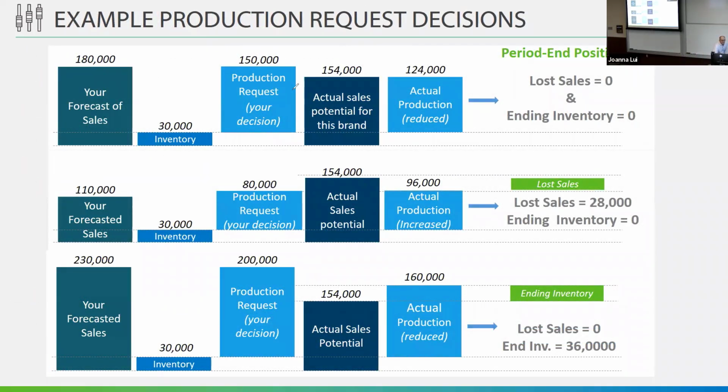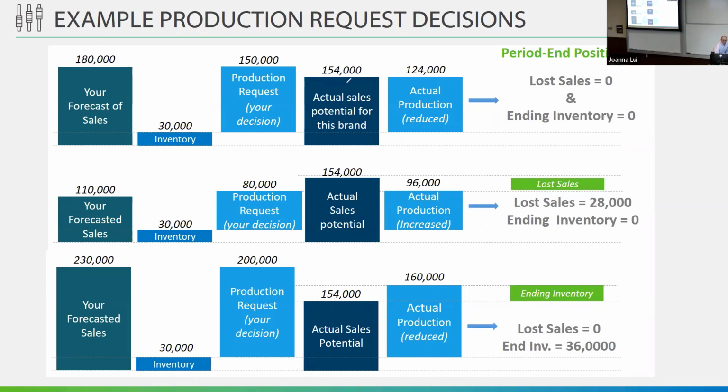So in this example up here, your forecast is 180,000. However you did it, you came up with, we're going to sell 180,000 of those next year. And imagine you have 30,000 in inventory. So you request 150,000 for production. That's actually your decision. That's what you put into Markstrat. And let's say that actual sales were 154,000. So you thought it was going to be 180, you had 30 on hand, you asked for another 150,000, and it actually turned out to be 154.